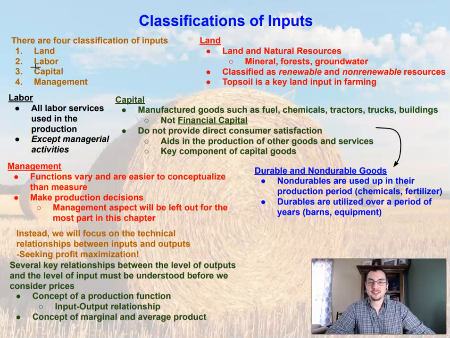The second classification is labor. Labor is all labor services used in production except for managerial activities. So labor could be somebody driving a tractor for you, a ranch hand driving a tractor, or a ranch hand working cattle for the day, or maybe just hired help on that piece of property, or it's maybe even the manager who takes a step away from those managerial activities and actually goes out and does the labor alongside the rest of the laborers.